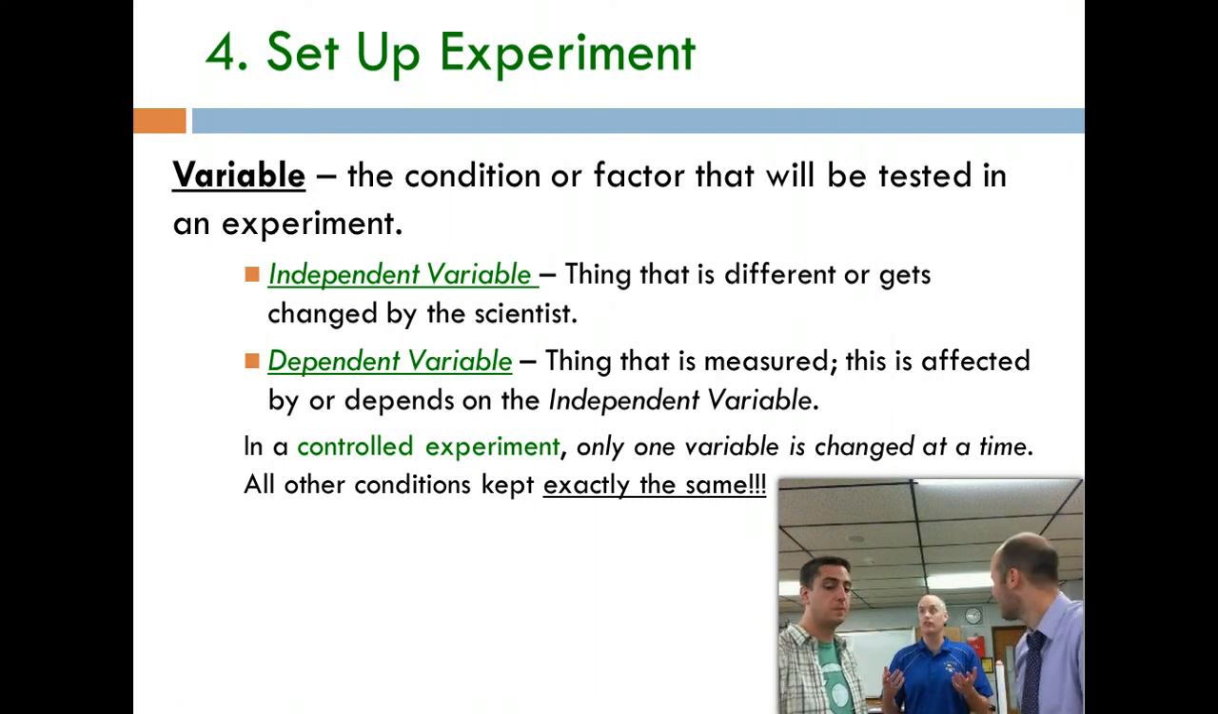Oh, because if one grows taller than the other one and I change 2 or 3 things, I don't know if it was the sunlight or the dirt or the water or the fertilizer that made it grow taller. Exactly. That's why you only want to change one thing, and the one thing we change is that independent variable.